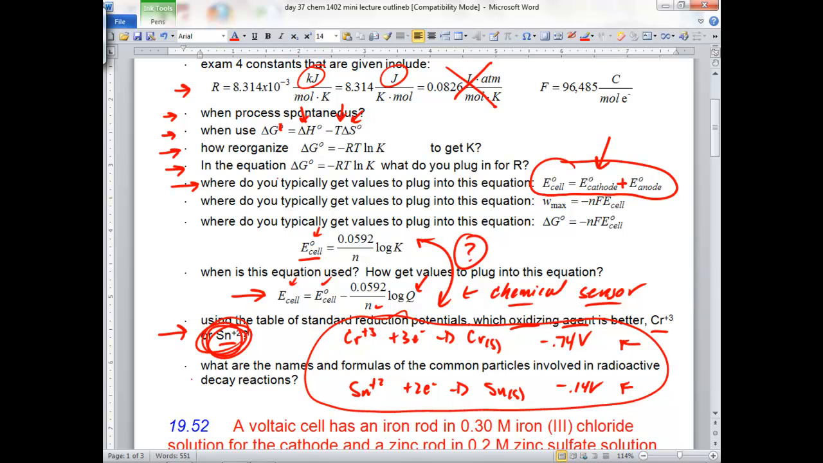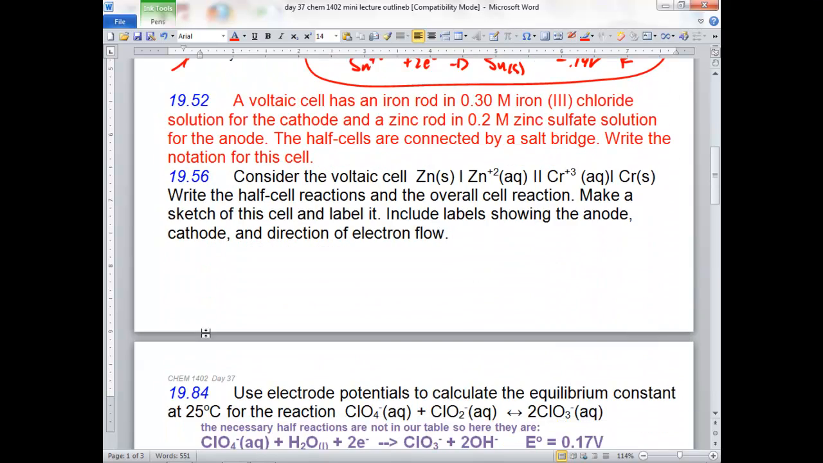Okay. The last question is pretty much just the quiz. Know all the symbols and formulas of all those radioactive particles, and I think you'd be set. Okay? So, take a look at these questions.